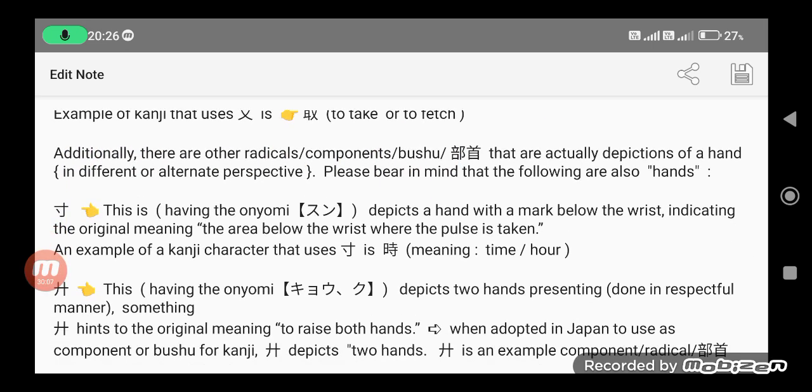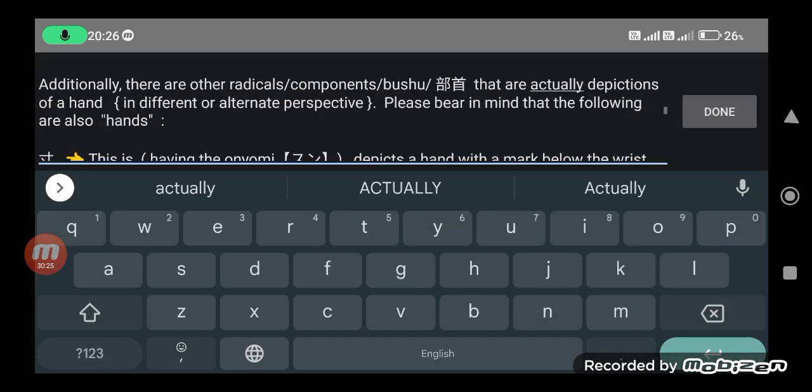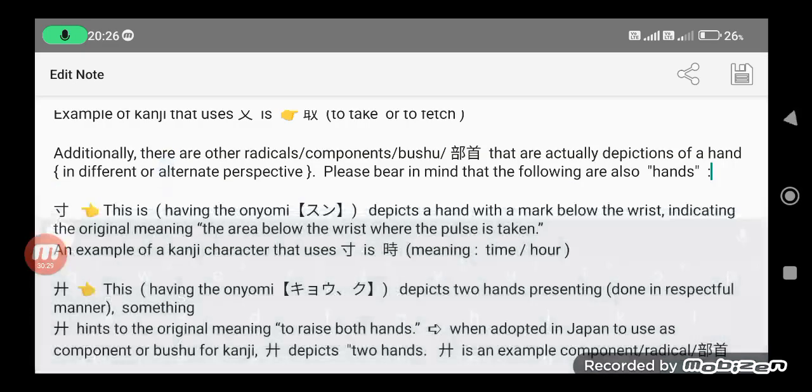So additionally, there are other radicals or components that are actually depictions of a hand from a different or alternate perspective. Please bear in mind that the following are also hand or hands. So this radical is also a hand.